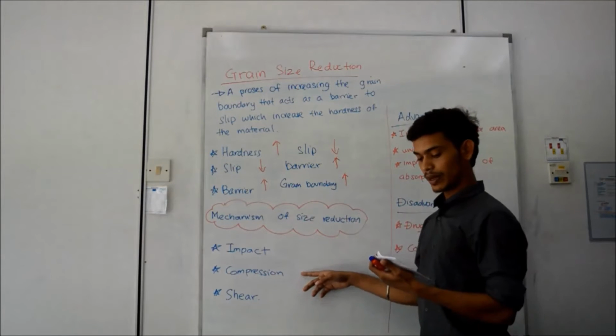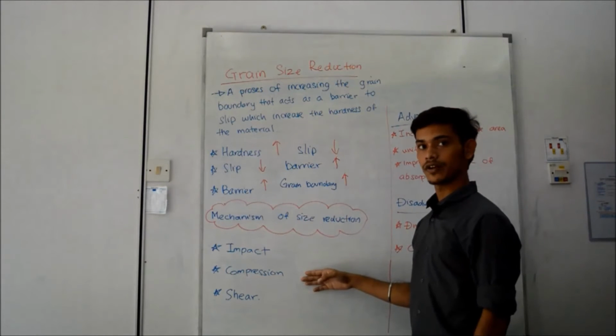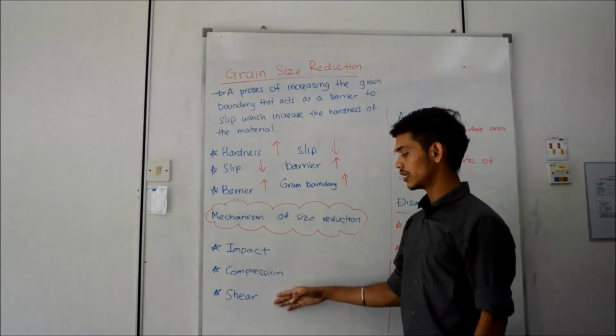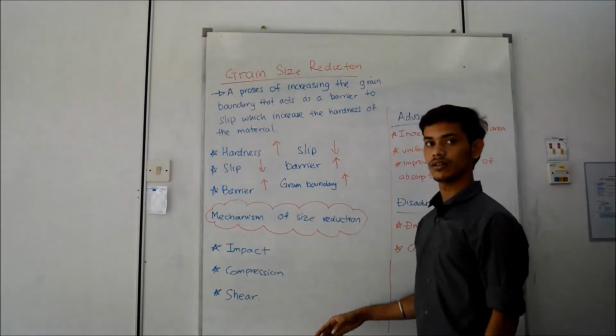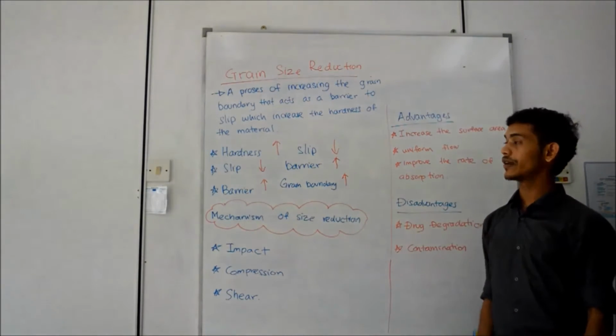Compression: particles disintegrated by two rigid forces. For example, a nutcracker. And shear: particles against rigid force. For example, a file. That's all for grain size reduction.